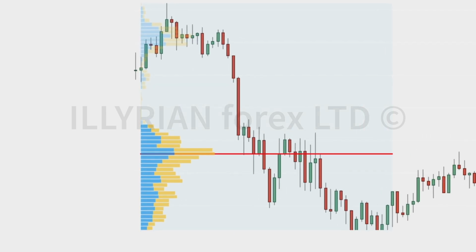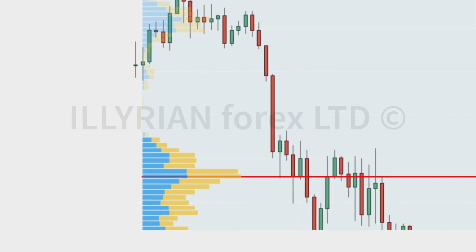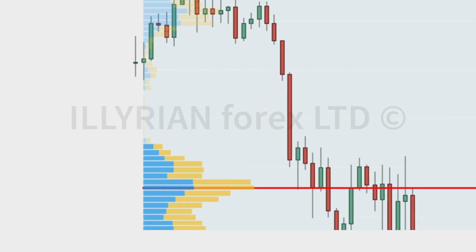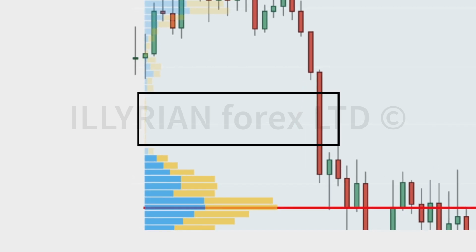When a single print appears at the top of the profile structure, it is described as a selling tail. When it is observed at the bottom of the profile chart, it is described as a buying tail. However, when it appears within the profile structure, it is described as a minus development or simply a single print, as can be seen in this example.